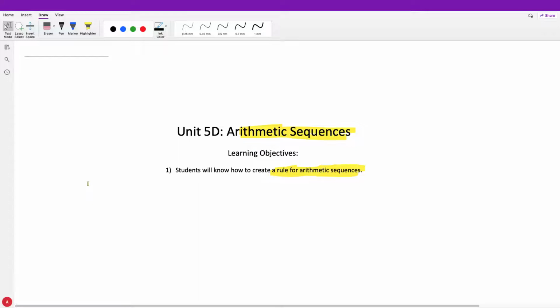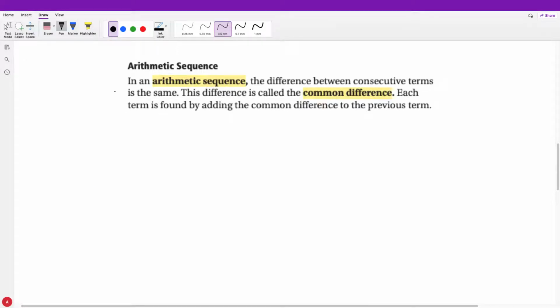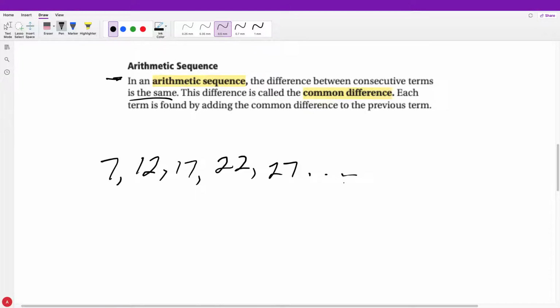All right, so let's go ahead and just talk about what arithmetic sequences are, and then go over a couple examples. So an arithmetic sequence is a sequence in which the difference between consecutive terms is the same. Meaning, if I were to write out a pattern, let's say 7, 12, 17, 22, 27, and dot, dot, dot. The dot, dot, dot means that this pattern is going to continue in the same way until infinity. And if you notice, in between each number, we're just adding 5. So this is an arithmetic sequence because the difference between each number is the same, right? And this difference is called the common difference.